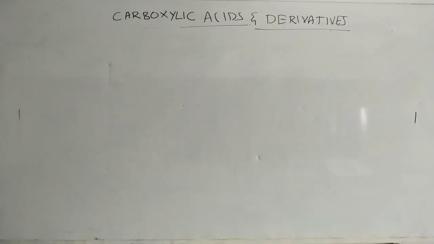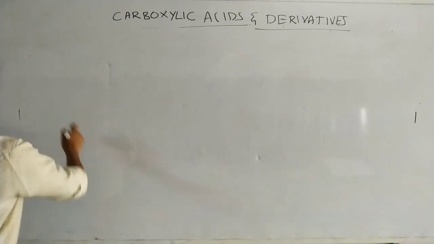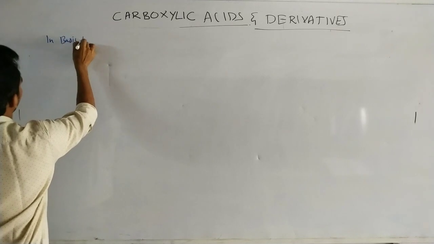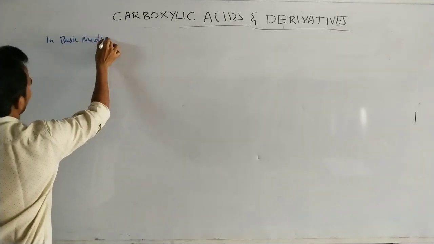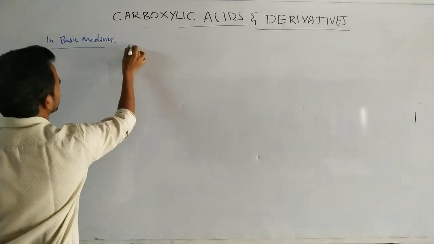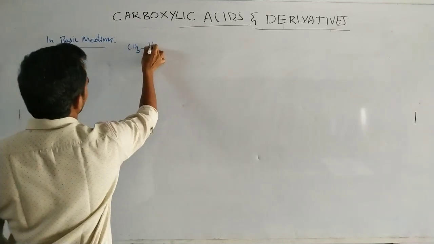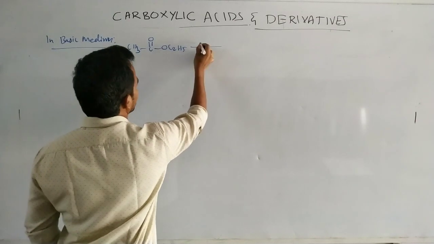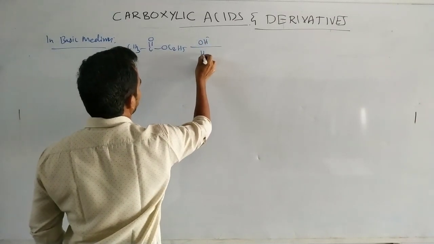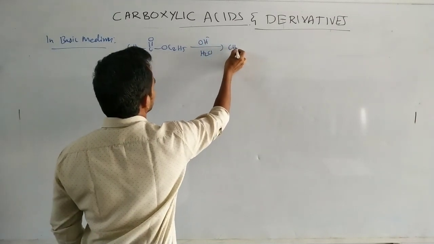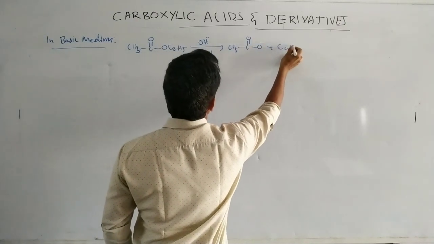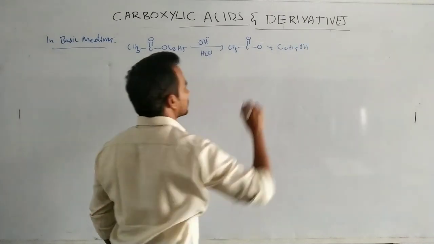Okay. We shall complete the ester hydrolysis in basic medium. Just two examples. CH3C=O OC2H5, a simple ester compound, in basic medium. Generally in basic medium, this is the product.